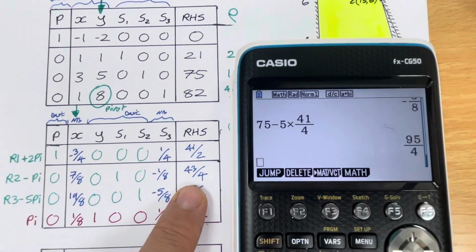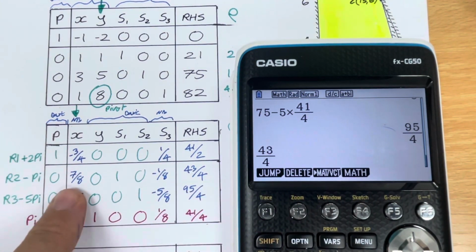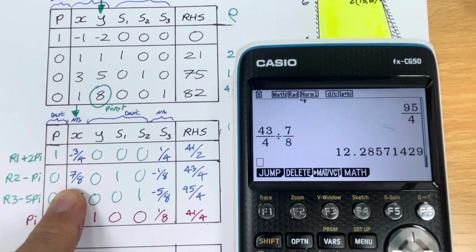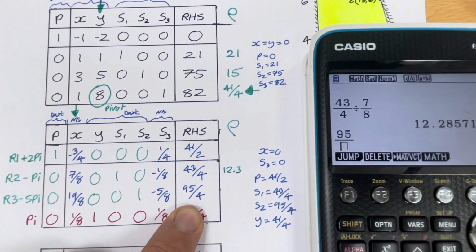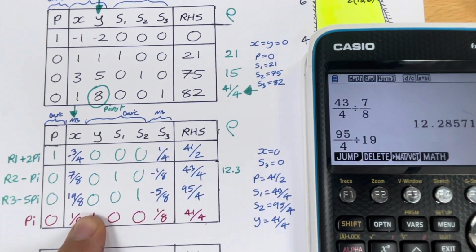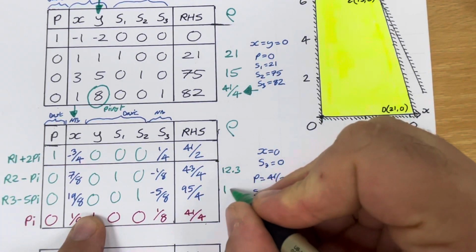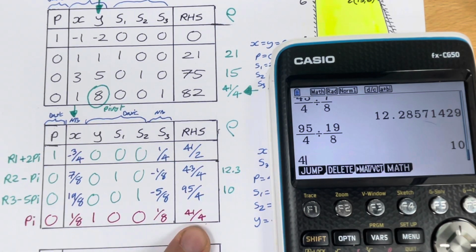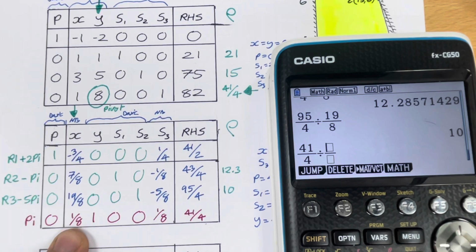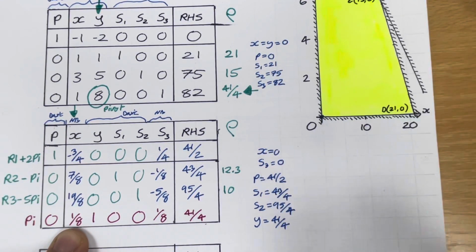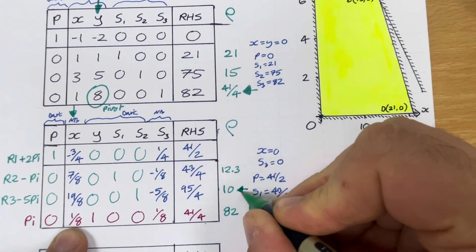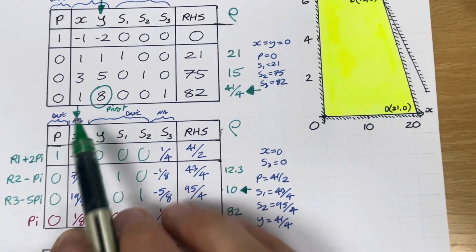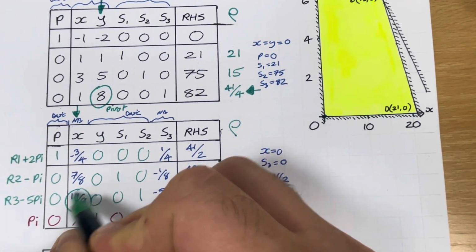So the ratio test values then, we're going to have 43 quarters divided by 7/8. That is about 12.3. We're going to have 95 quarters, and we're going to divide that by 19/8, and that is 10. And then we're going to have 41 quarters, and we're going to divide that by 1/8, which is 82. And from the ratio test, we choose the smallest, so we're going to choose this one here. Okay, so that's our pivot column. This is our pivot row. Therefore, this is our pivot.